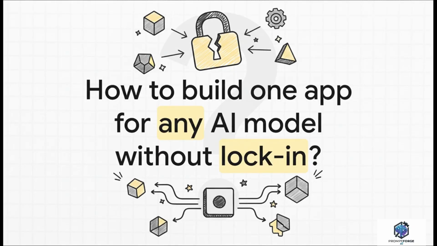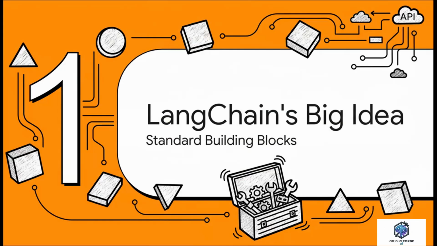So this leads us to the big question for this entire explainer, right? How do you break free? How can you possibly design an application that's truly independent, one that can use the power of any model from any provider without you having to rewrite everything from scratch every time a new, better model comes along? And the answer lies in a really elegant philosophy from a framework called LangChain.